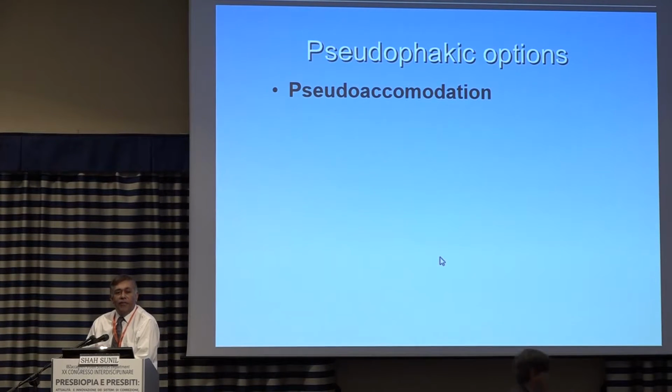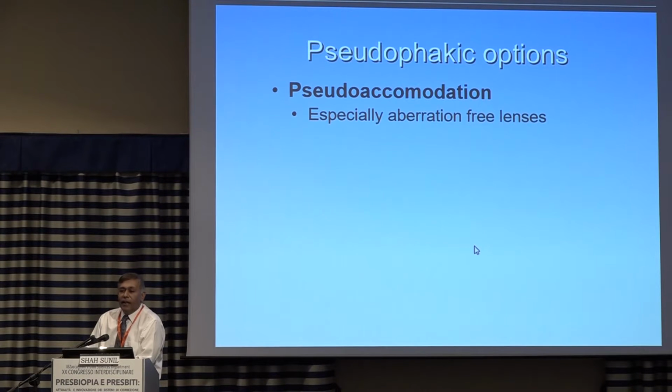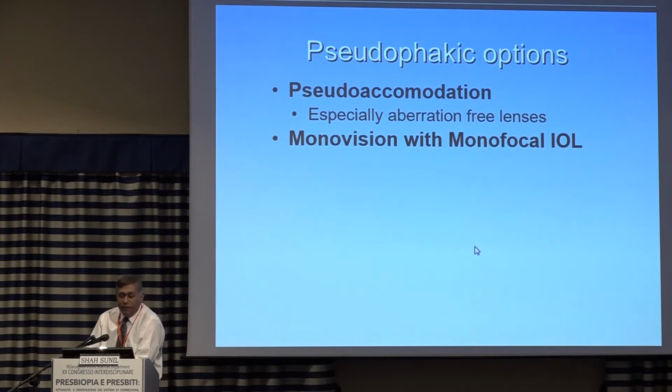So if you're putting a lens in the bag, if you're going for a clear lens extraction, relaxed, whatever you want to call it, you have to remember that different lenses do different things. There are some lenses, particularly the soft aberration-free ones, which will actually give you a degree of pseudo-accommodation. One of the ones I use gives you typically 0.75 diopters of pseudo-accommodation in a monofocal lens. That may be adequate for the patient, but you can do monovision.